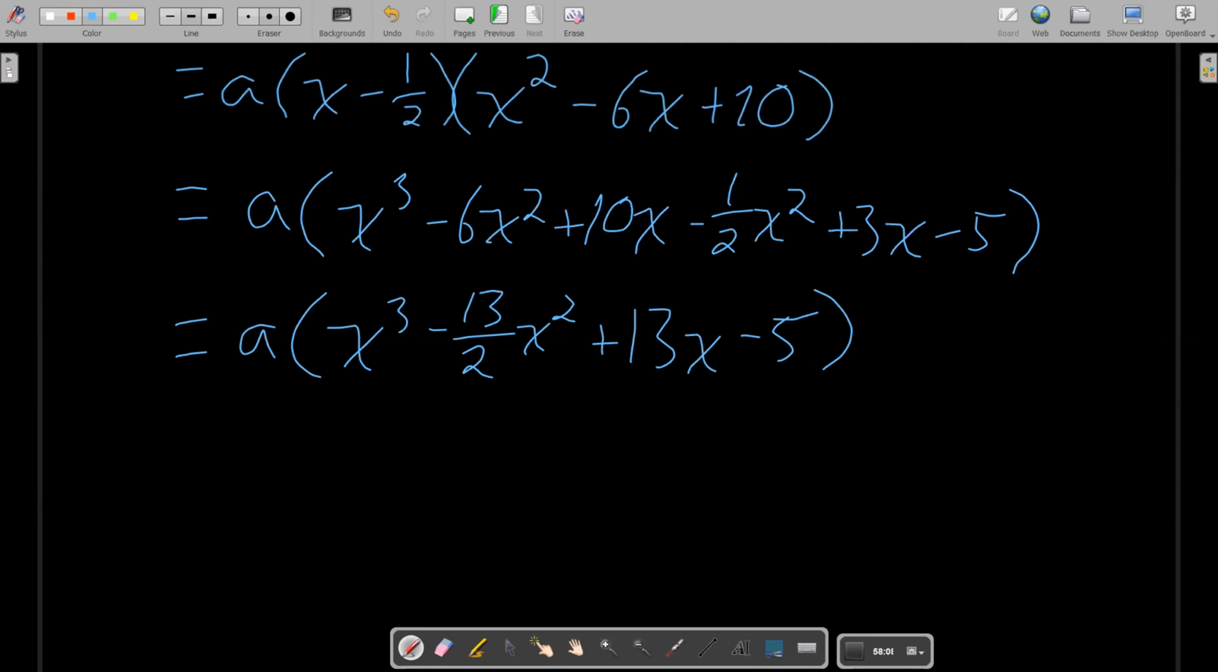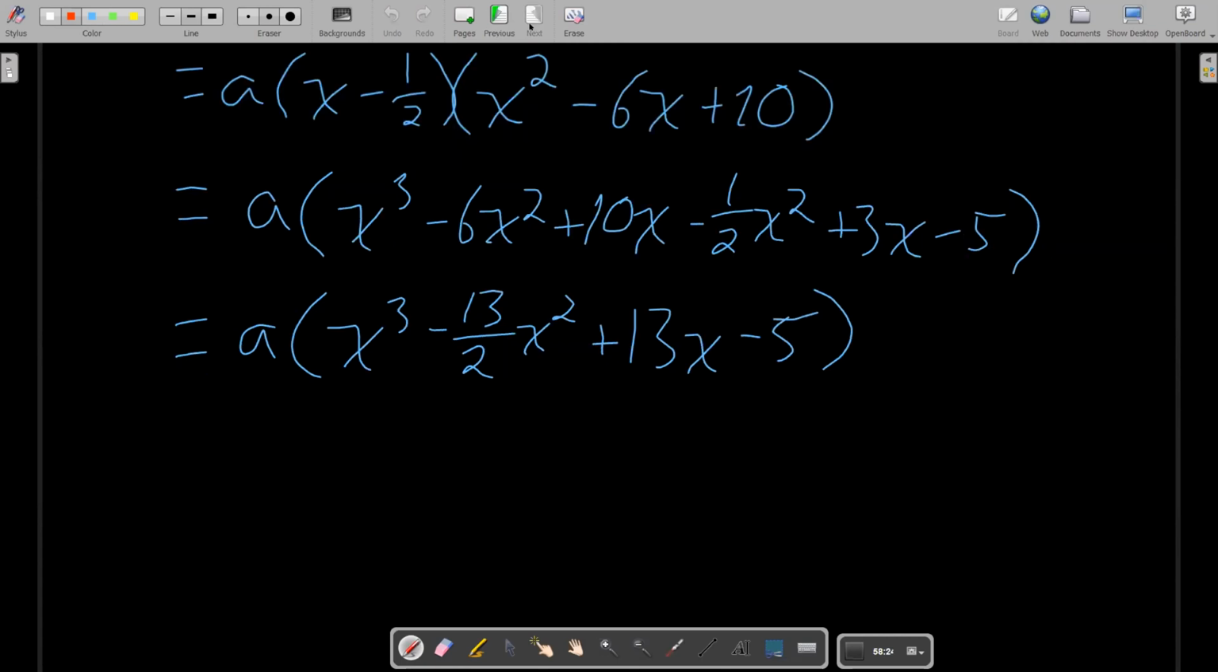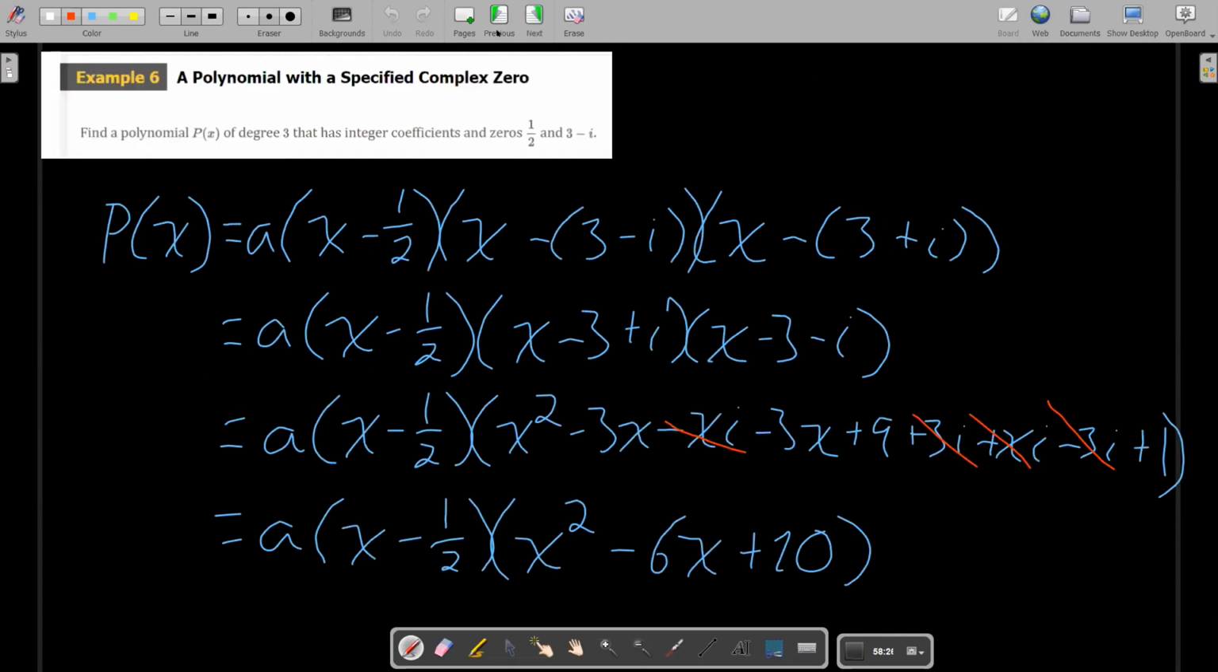Now, at this point, we would think we're done, but we're not. Why? Well, because we haven't actually figured this a out yet, okay? Because we can't just have that variable there, but we're told what it needs to do. This example says, find a polynomial of degree 3. So we got the degree 3 part down, great. That has integer coefficients, okay?